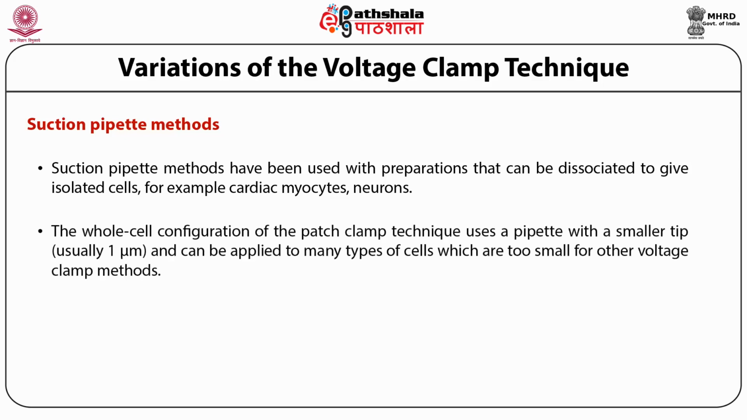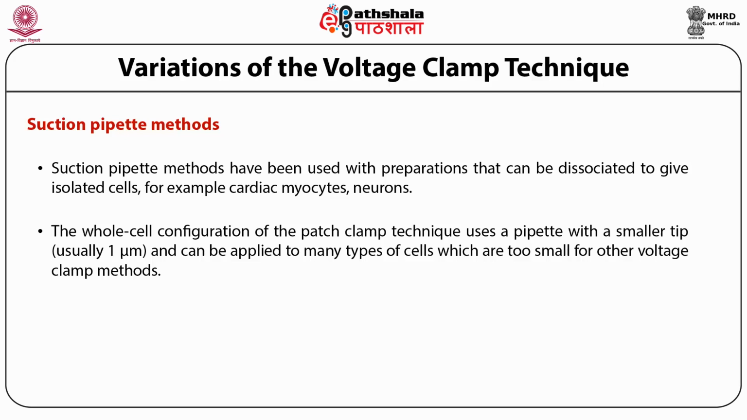The whole cell configuration of the patch clamp technique uses a pipette with a smaller tip, usually 1 micron, and can be applied to many types of cells which are too small for other voltage clamp methods.